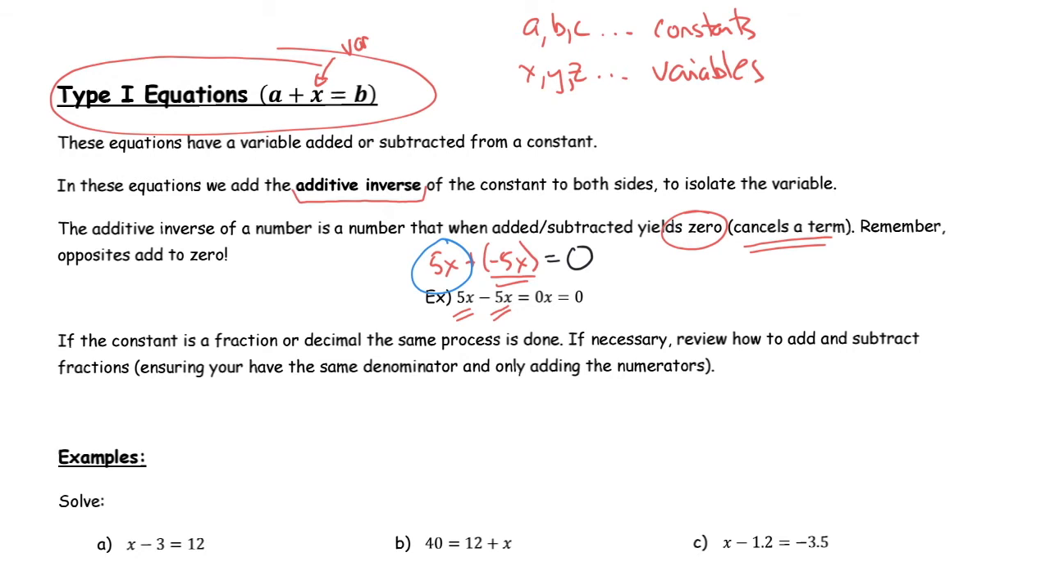Now we're doing it to both sides of the equation. We're clearly doing it to both sides of the equation, but our goal here is to get the variable by itself. All right, let's take a look at some examples.